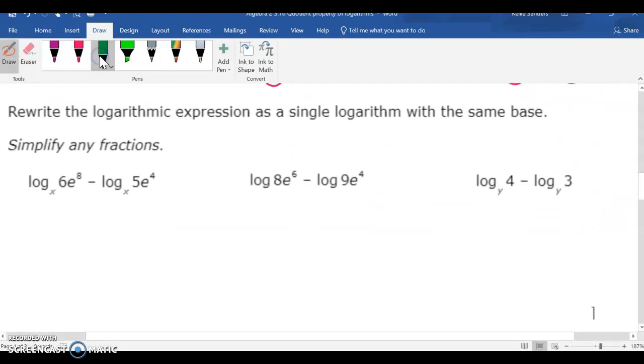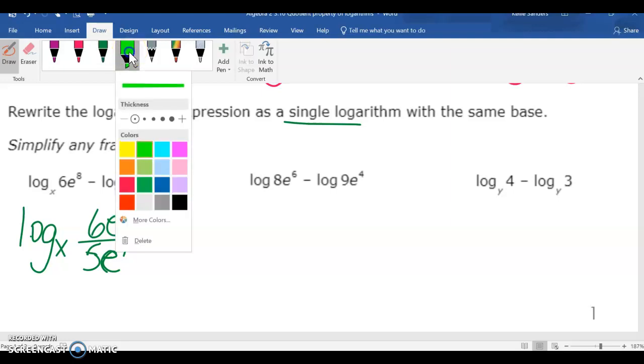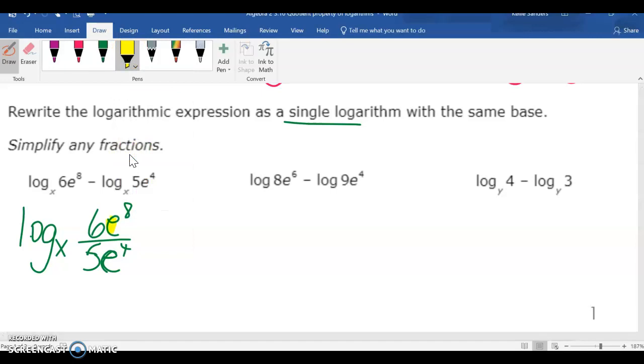Okay, so some of these are going to get a little bit more to do, but you're going to be able to handle it. There is a minus sign, and if I'm wanting to put it as a single logarithm, then I'm going to put the 6 on top with e to the 8 over 5 on bottom, e to the 4. Everything else we have done up to this time was a number over a number or a number over a letter, and nothing like this where we have e's on top and e's on bottom.